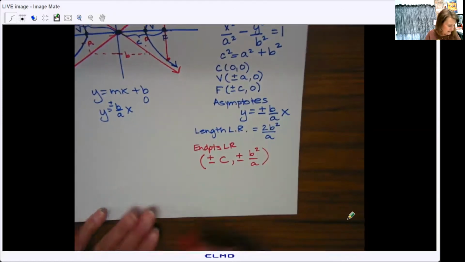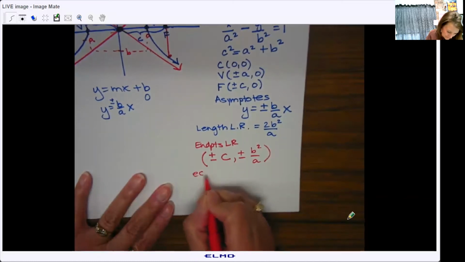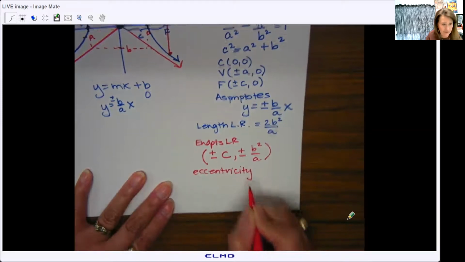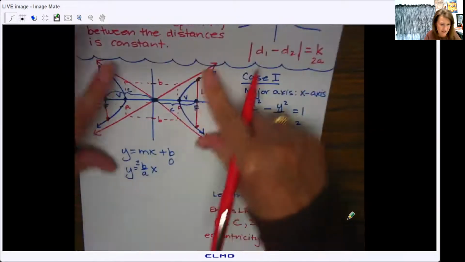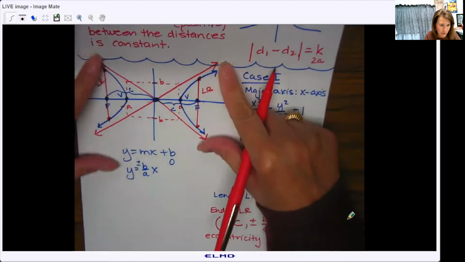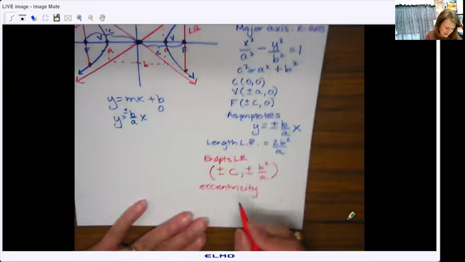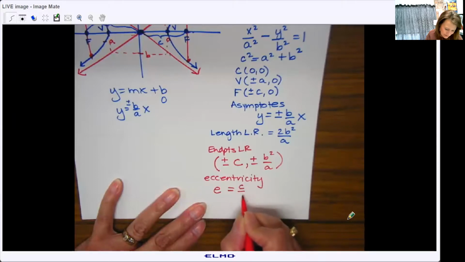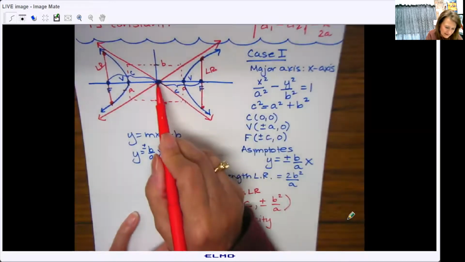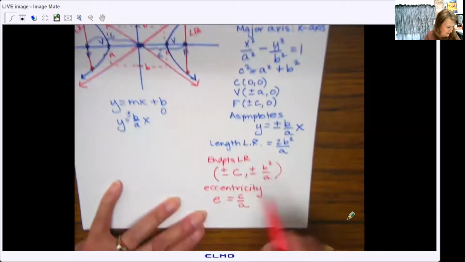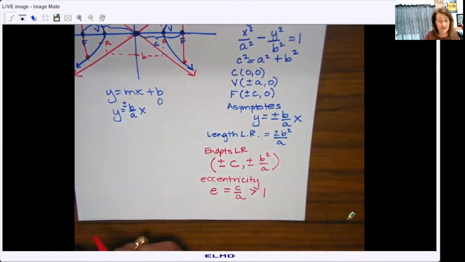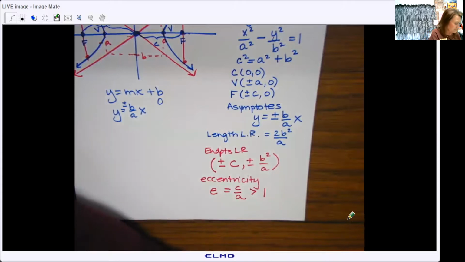And finally, the eccentricity, which just describes the shape. It describes if this is a squished hyperbola or an open hyperbola. In this case, the eccentricity e is found the same way. It's c over a. But because c is bigger than a, this time that's going to be greater than 1. Your eccentricity should always be larger than 1.